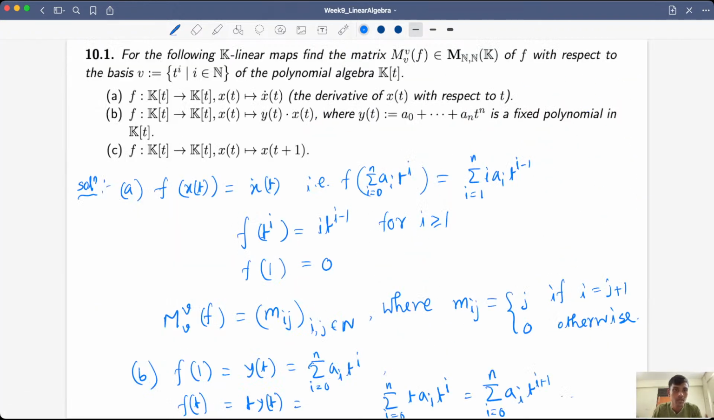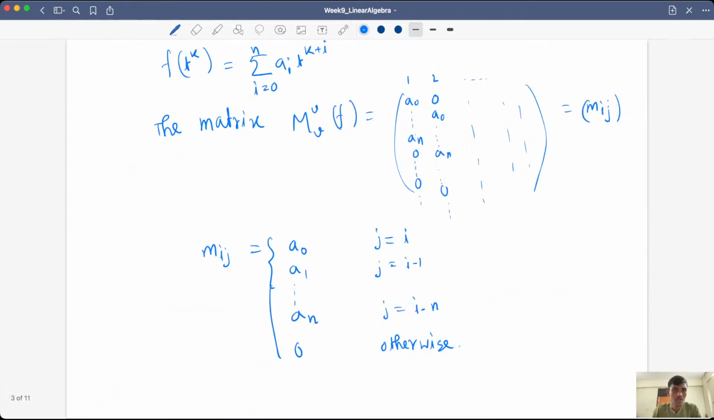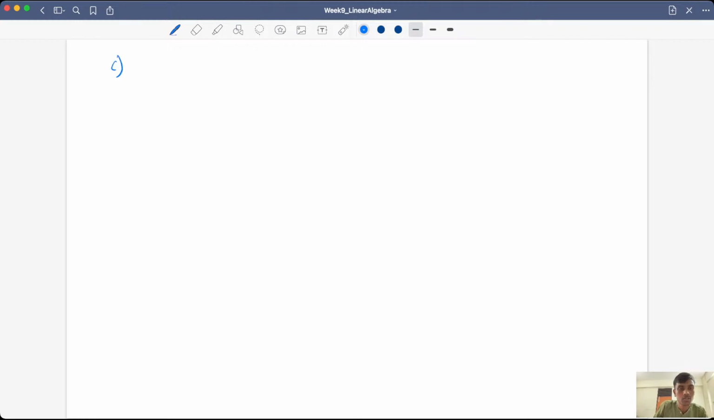And now the next map is given by x(t) goes to x(t+1). So again, here f(1) is the constant polynomial, right? So x(t) equal to 1 here, so x(t+1) will be again 1, so f(1) equal to 1, and then f(t) equal to this is t+1, right?